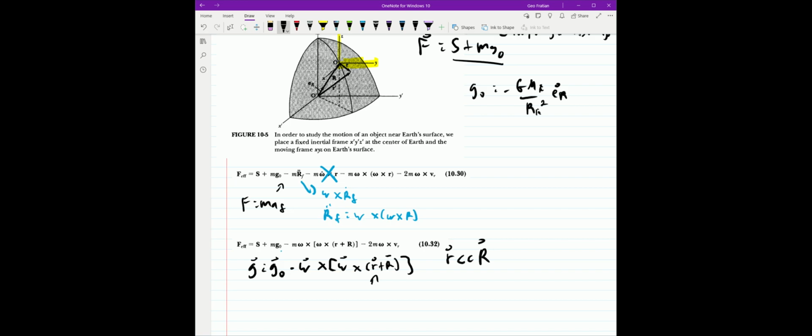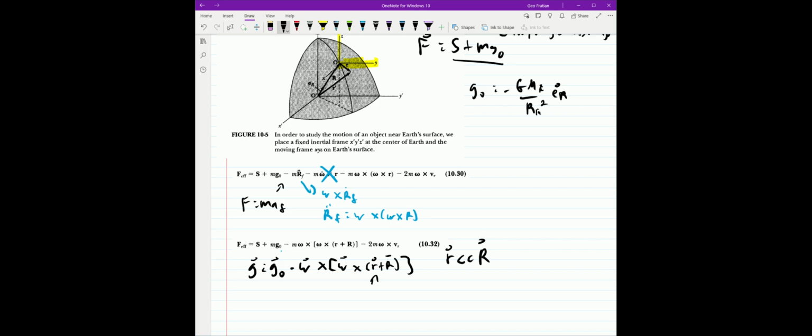However, if we're very far away from the surface of the Earth, we'd have to consider both omega cross little r and omega cross big R. And then this centrifugal force is responsible for the oblateness of the Earth.